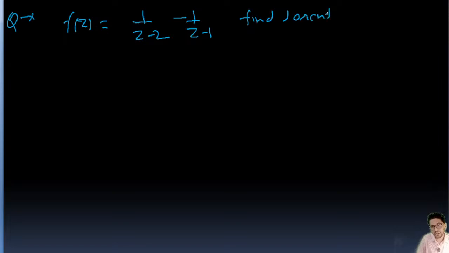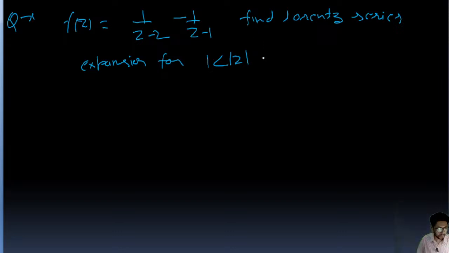Okay, so f(z) is given as 1 upon z minus 2 minus 1 upon z minus 1. Find the Laurent series expansion for mod z between 1 and 2, that is, z is greater than 1 and z is less than 2.